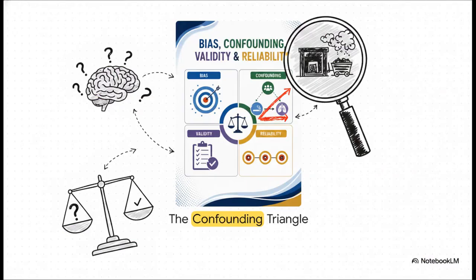External variables can completely hijack our clinical data if we aren't paying attention. Focus intently on the top right green quadrant of this visual. We see the classic confounding triangle. Now look at the bottom arrow. It implies a direct relationship between smoking and lung health.